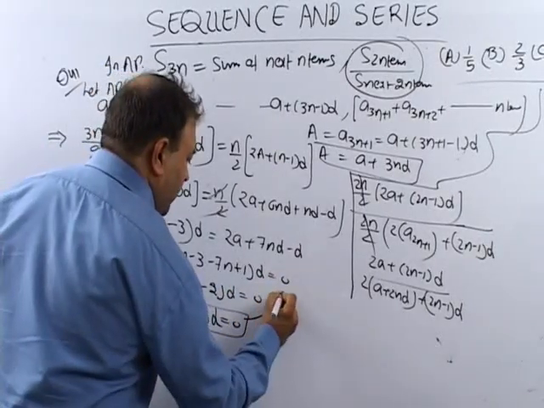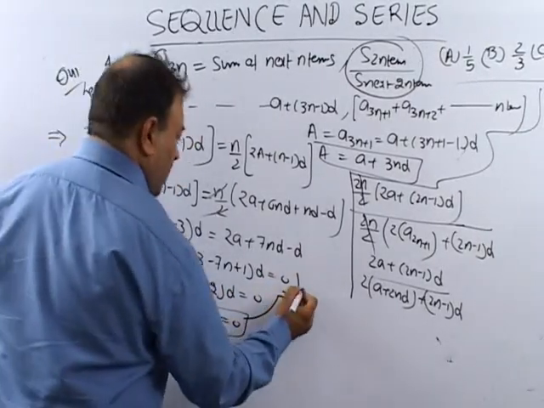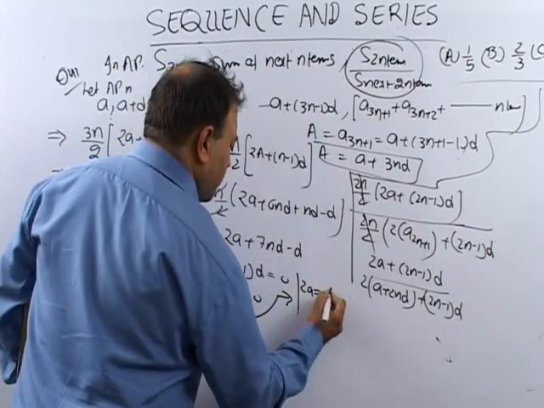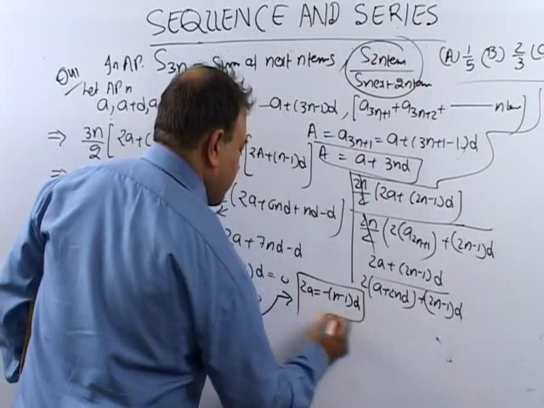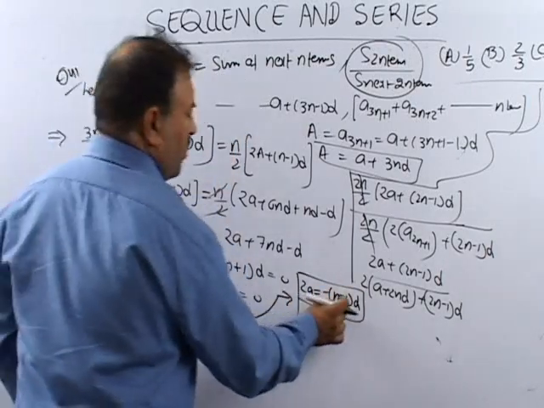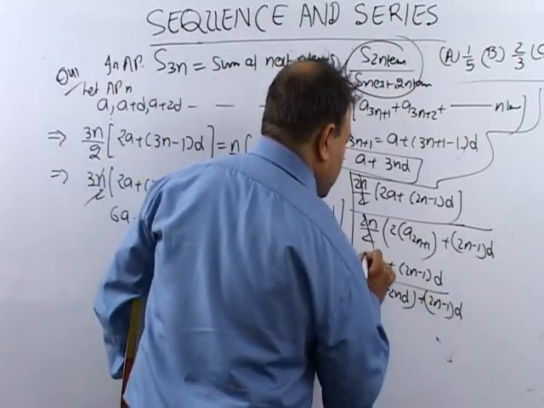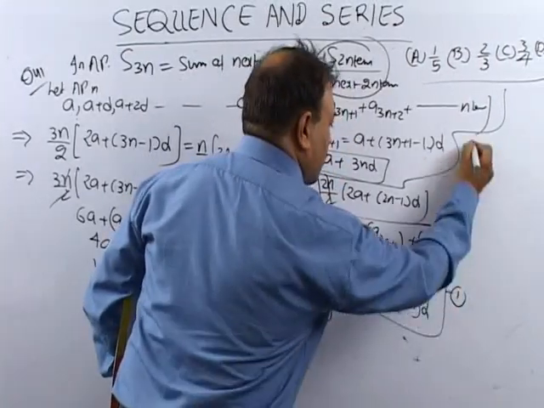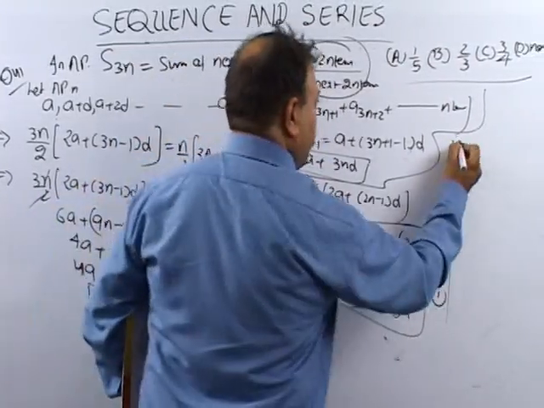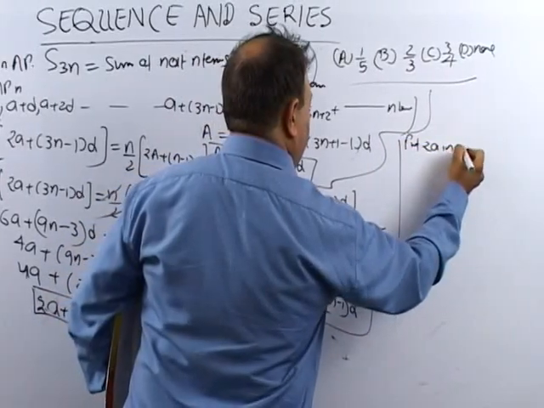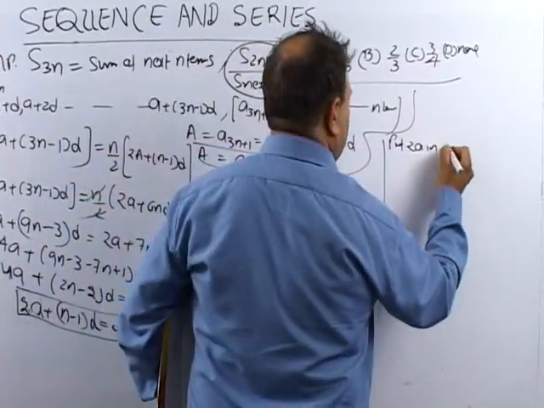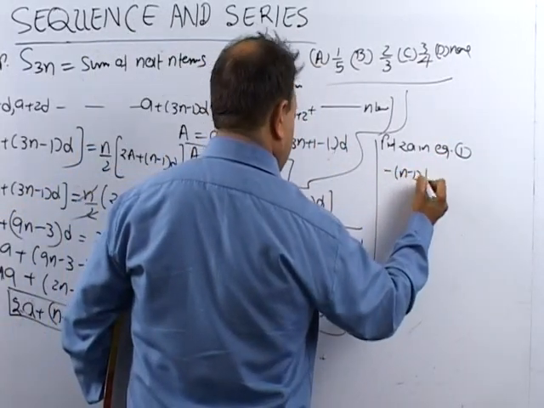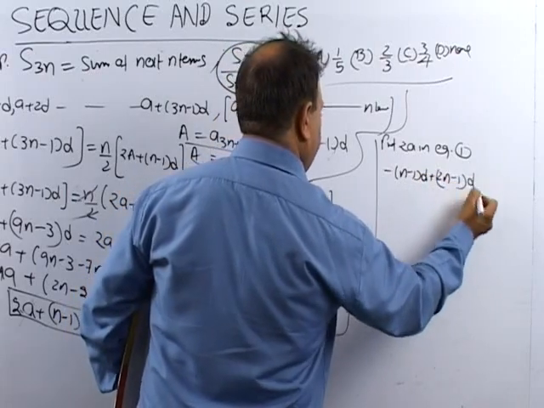From here, what I am doing is taking out the value of 2a, that is minus of n minus 1 d. The value of 2a that I am taking out, minus of n minus 1 d, I give it a name: it is expression number 1. Put 2a in expression number 1, that is, 2a equals minus of n minus 1 d, plus 2n minus 1 d.